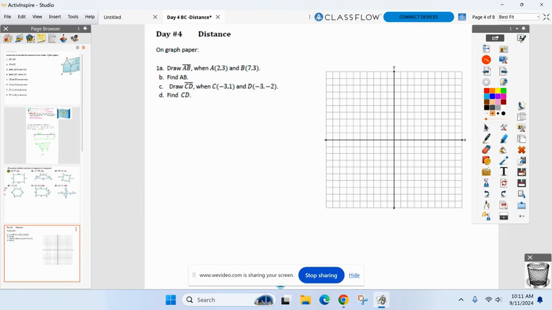So first thing I need you to do here, part A, can you guys draw me AB on this graph, which you know coordinate A and B now. So graph line segment AB for me. All right, we have a graph. Now take a look at part B, please.